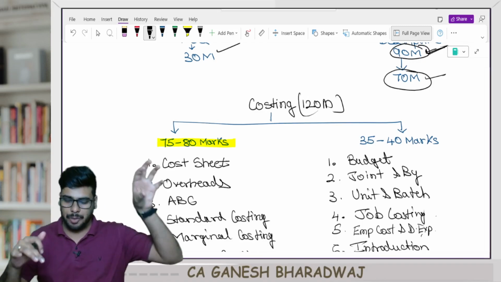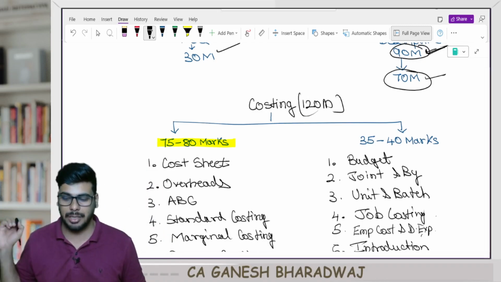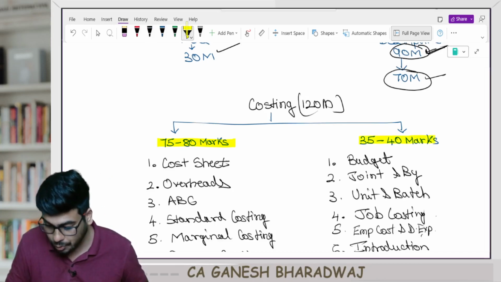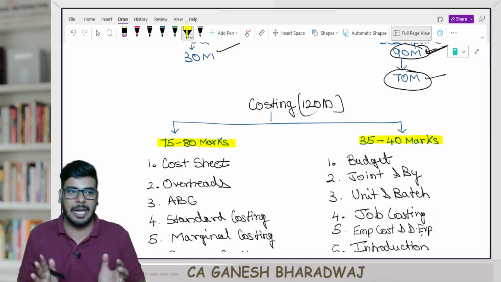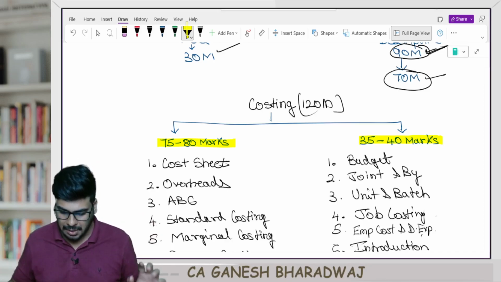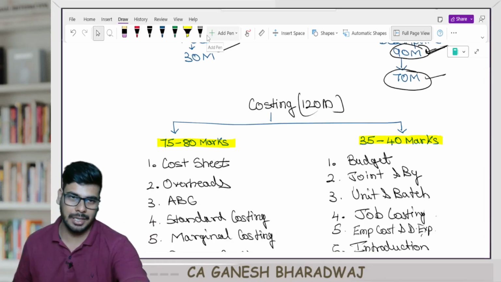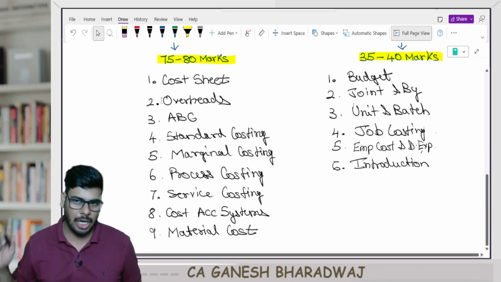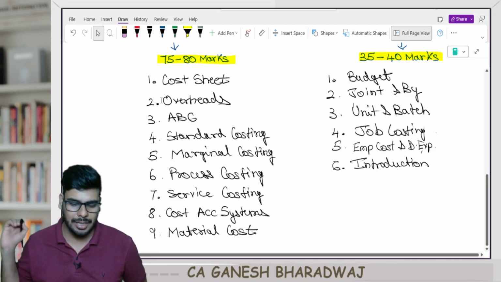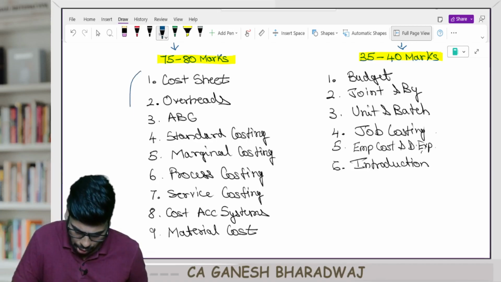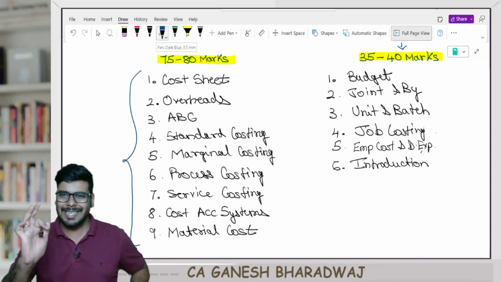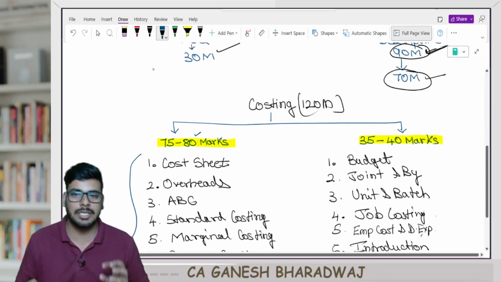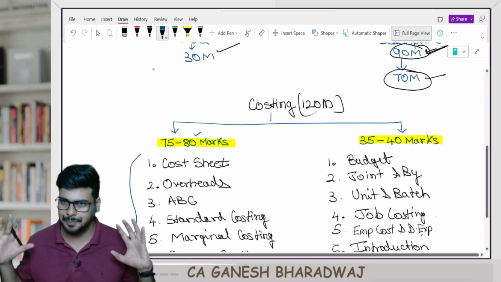the following chapters will cover 75 to 80 marks. And the remaining chapters will cover 35 to 40 marks. Clear with this? I am bifurcating it like this, right? Now, the best part is, now we have a total of 15 chapters, right? Now, in this, I have taken a total of 9 chapters. These 9 chapters alone put together will contribute to about 75 to 80 marks for sure.